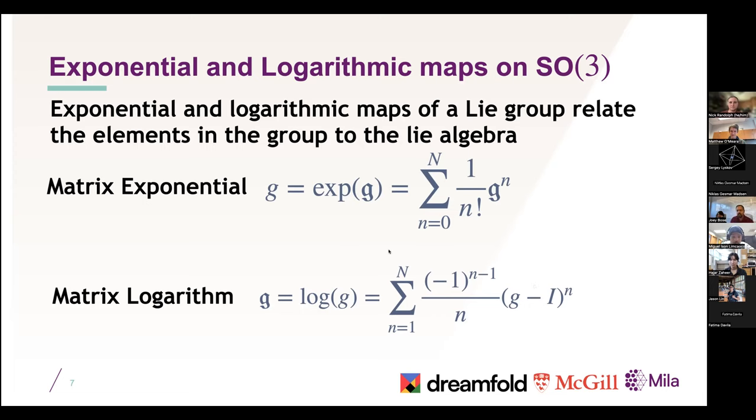Now, the matrix exponential is relatively okay, but the matrix logarithm is a bit problematic for us. The reason it's problematic is that it's extremely computationally expensive to compute. So we're going to need a way to bypass this operation as much as possible. And one of the main tricks of FoldFlow is how we actually bypass this for SO3 particularly.